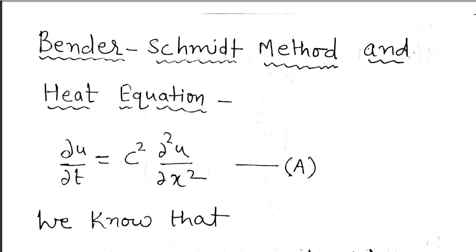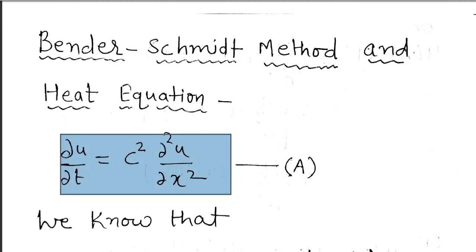So if a partial differential equation satisfies the condition b square minus 4ac equal to 0, then we get an equation of the form represented here by equation A, del u by del t equal to c square del 2u by del x square, which is known as the one-dimensional heat conduction equation.